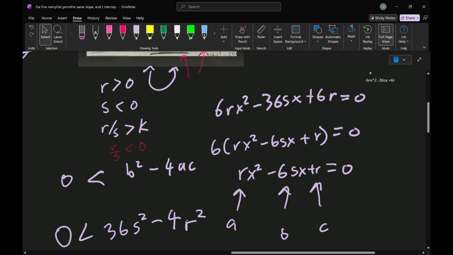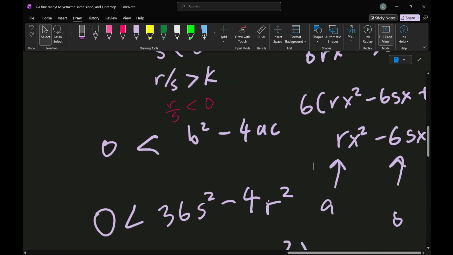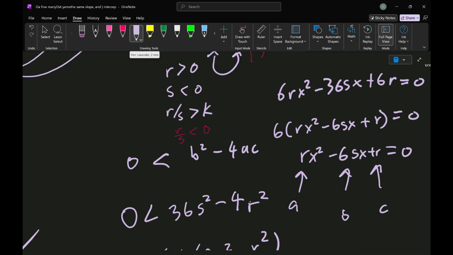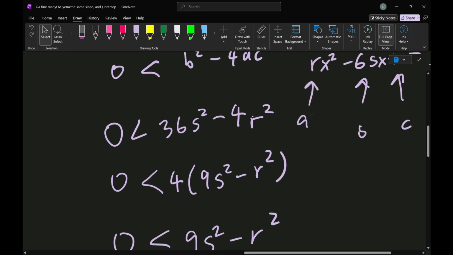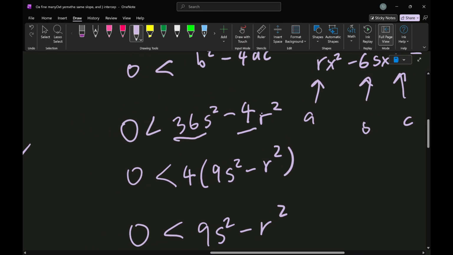And r equals a, right? Negative 6s equals b, and c is also r. So b squared minus 4ac, I'll plug it back in. So in this case, b squared, which is negative 6s squared, is 36s squared, right? And minus 4, a is r, c is r, so minus 4r squared, right? And then you notice 36 and 4, you can cancel it out, make your life easier. So I canceled it out into this, right?